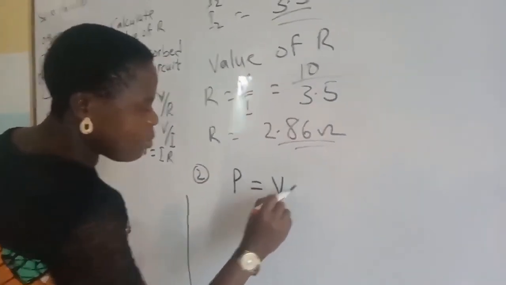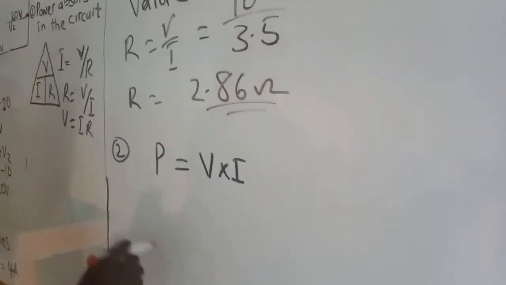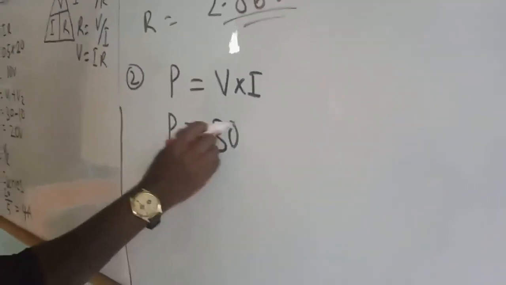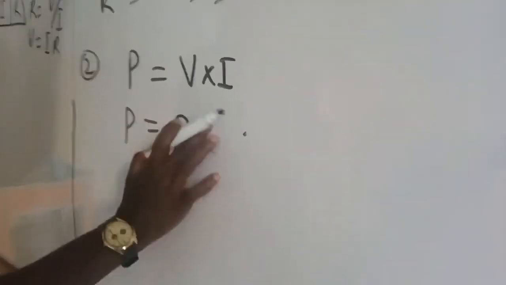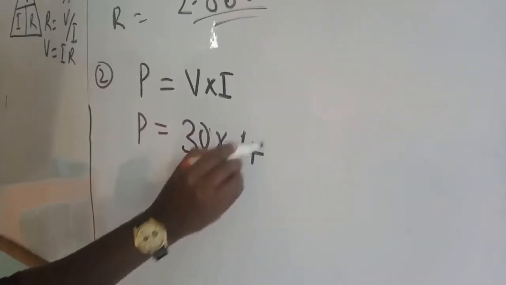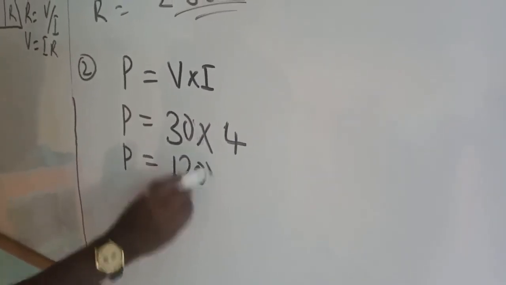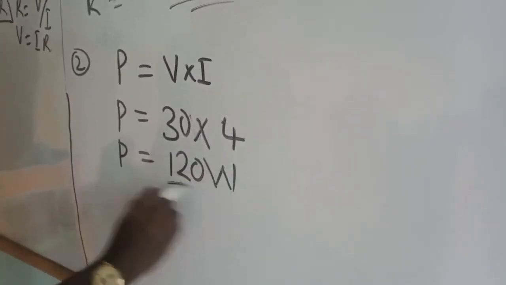To calculate the power absorbed, which is question number 2, we have our formula as P is equal to V times I. In words, P is equal to V, which is the applied voltage, multiplied by the total current which we calculated. P is equal to 120 watts.